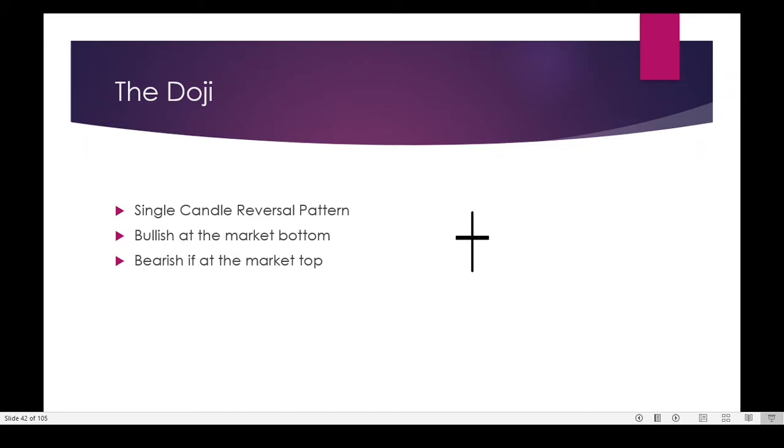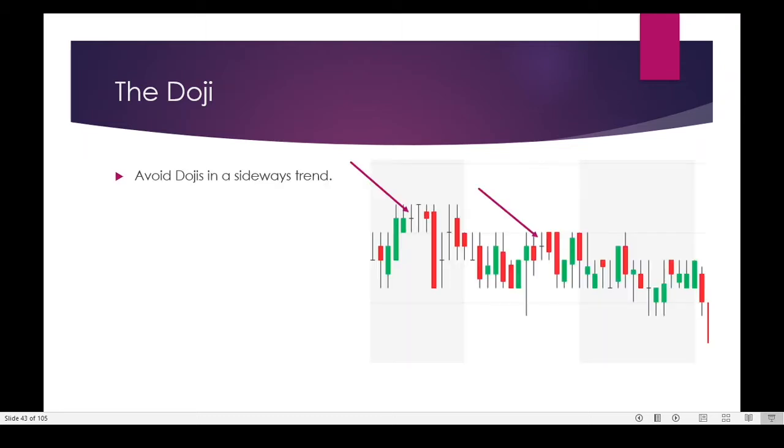All right, the regular Doji could represent a potential reversal pattern. Now, if it's at the top of the trend, it could be considered bearish. And if it's at the bottom of a trend, it could be considered a bullish candlestick pattern.